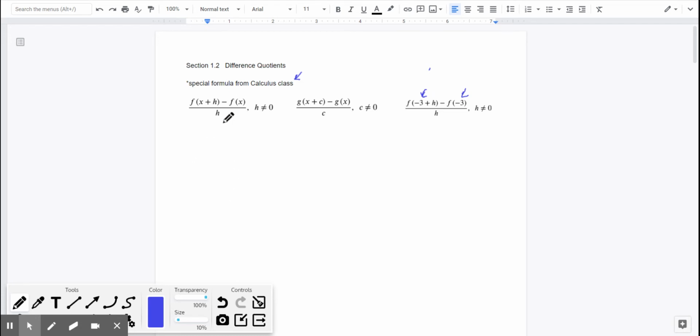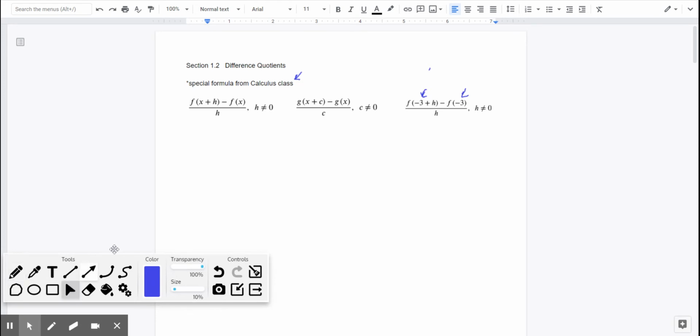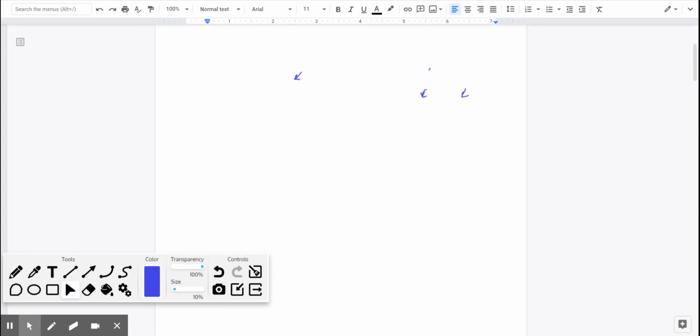So you don't need to memorize the structure. We're just going to learn how to work with them this year. All right, so let me move down so we can start our first example. And you want to copy that into your notebooks.